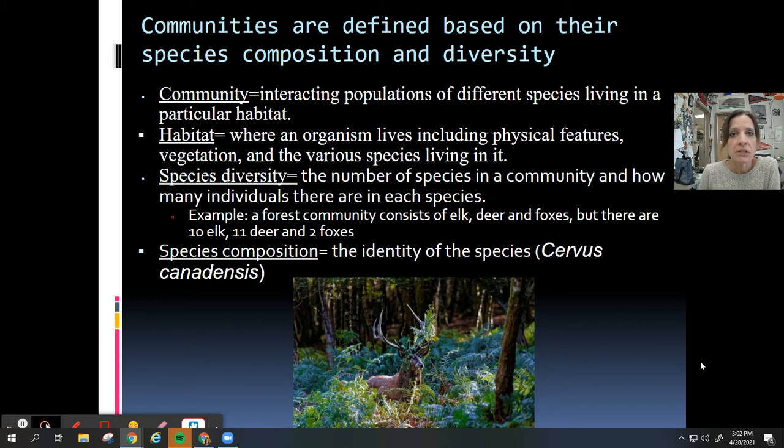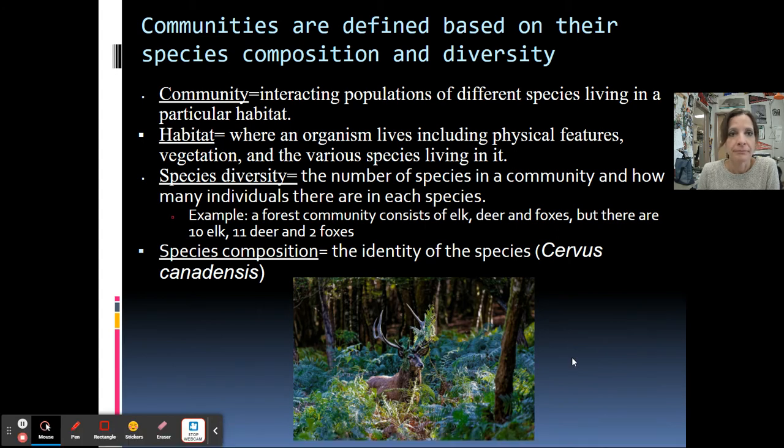there. Species diversity is the number of species in a community and also how many individuals per species. So, for example, a forest community might consist of elk, deer, and foxes, but there are 10 elk, 11 deer, and 2 foxes. And then species composition is the actual identity of those species. So, Cervus canadensis is the name for an elk.